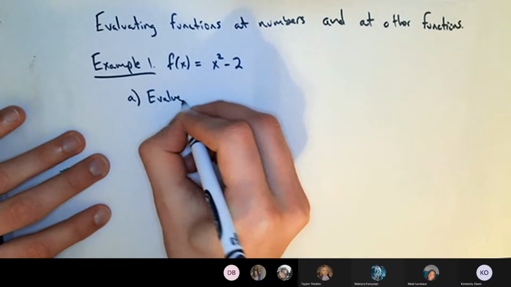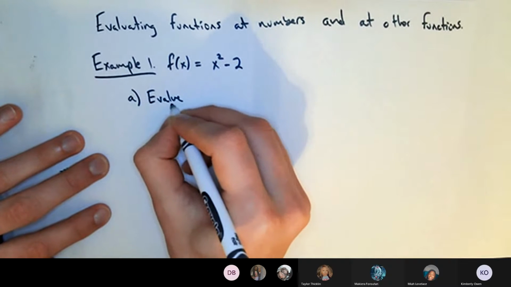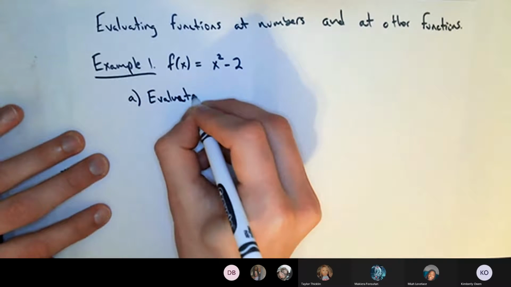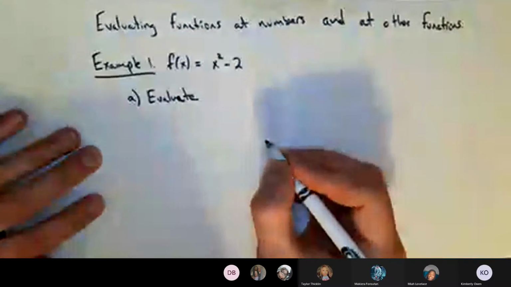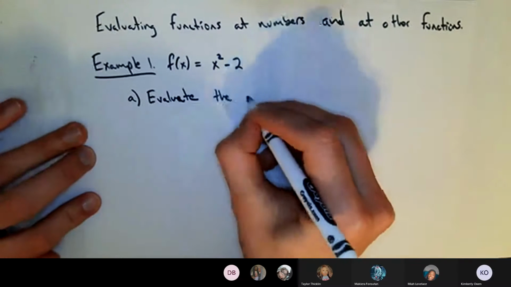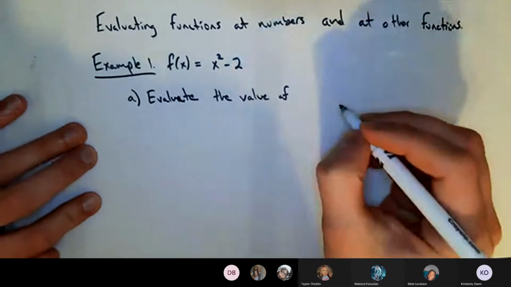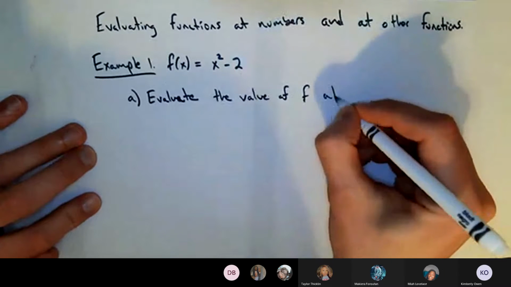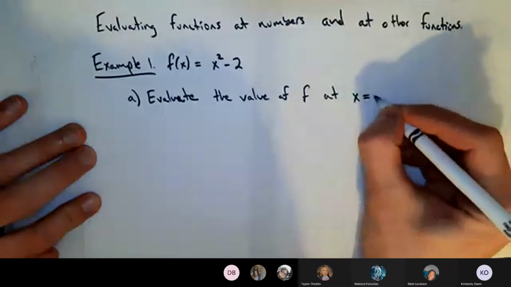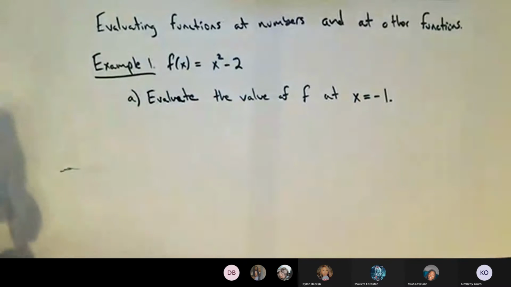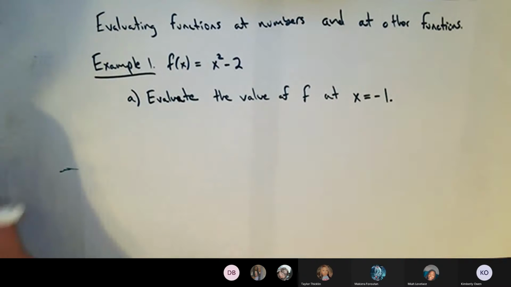Evaluate the value of f at x equals -1. Okay, so what does that solution look like?